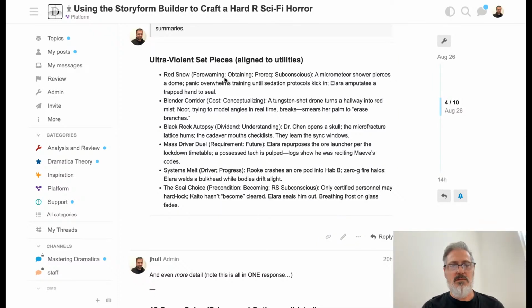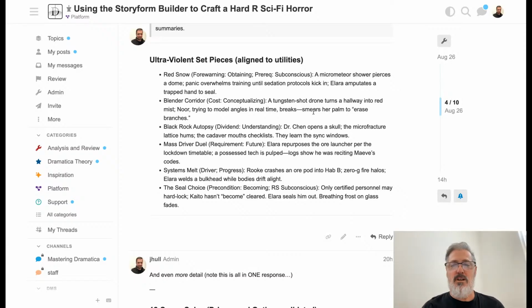It's very weird. So, Red Snow. These are ultraviolent set pieces. A micrometeor shower pierces a dome. Panic overwhelms training until sedation protocols kick in. Alara amputates a trapped hand to seal. That's dark, but that fits with the chaos element that's in all of this. Even the writing's almost chaotic.